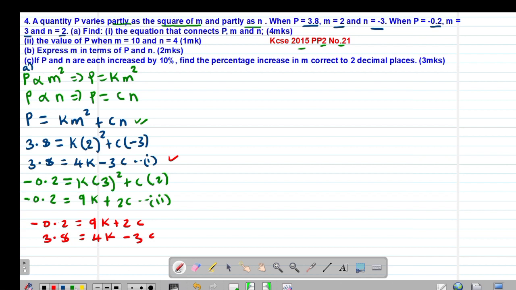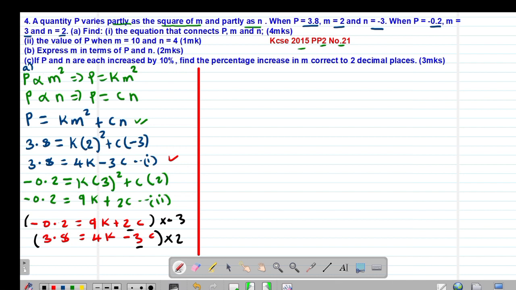So I want to eliminate one of the variables. Let me eliminate C. So I'll multiply this equation with the coefficient of C in the other equation, which is negative 3. Then this one I multiply with the coefficient of C on the upper side, which is positive 2. So if I do that, I'm going to get the following.